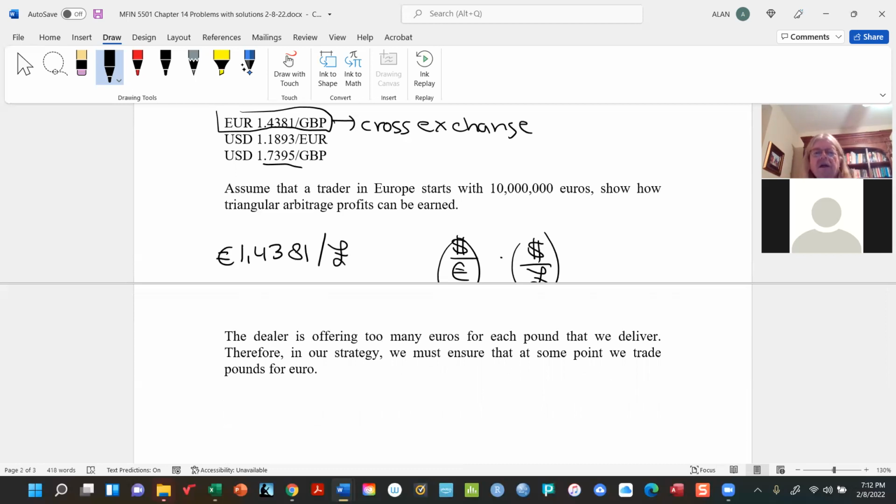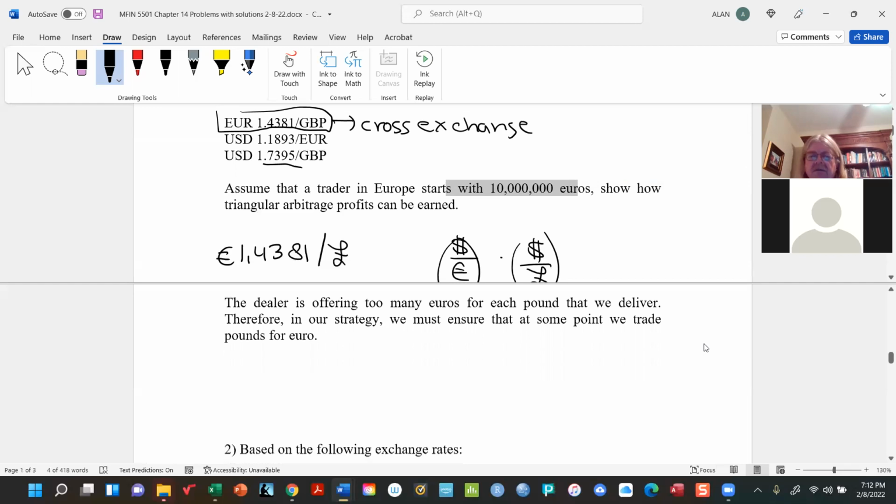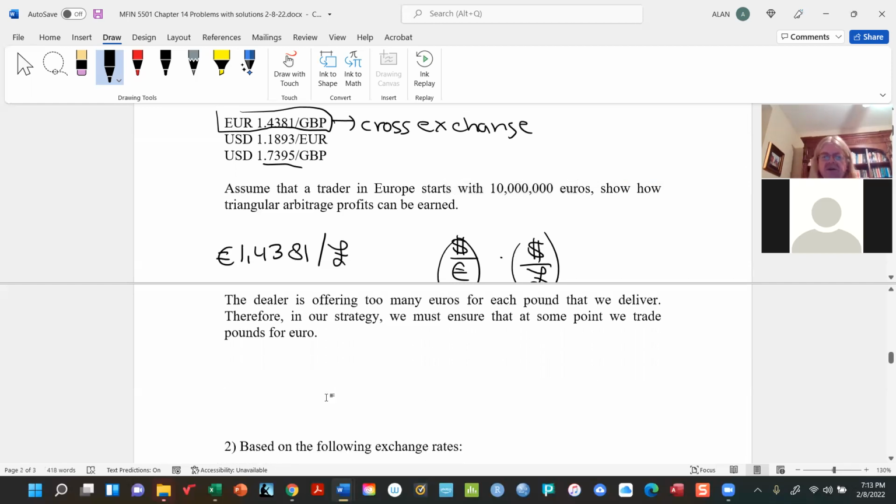Now, according to this, we're starting with 10 million euros anyway. So that means that right off the bat, we don't want to sell our euros for pounds. It's the other way around. So that means we're going to have to go through the dollar and then work our way back to pounds and then back to euros. All right, now let me just show you how I did it.